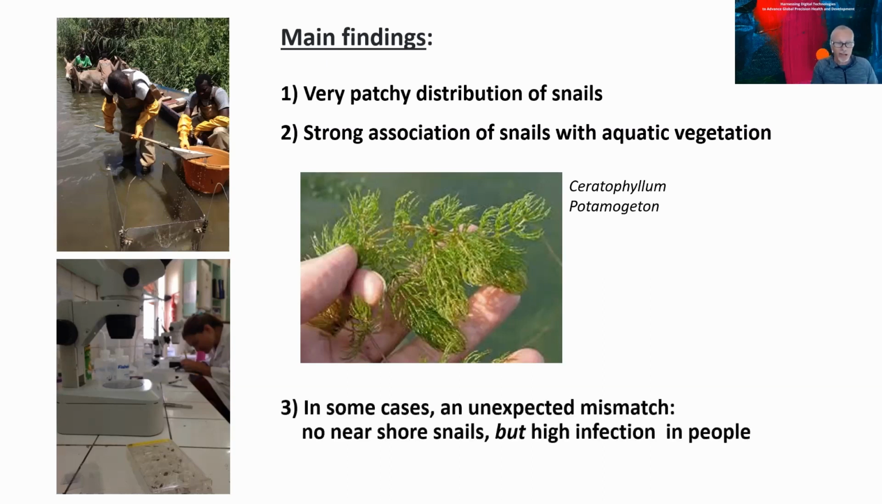We also ended up finding some unexpected mismatch. In some villages, there were no near-shore snails, but high infection levels in people. This was really odd, because we know that this life cycle requires snail and parasite. So we realized that the regular sampling scheme was failing to capture the snail where they are. We needed to change perspective.